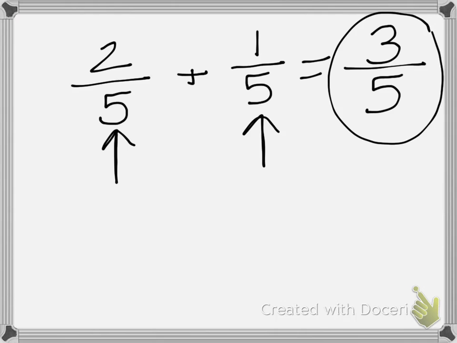Now we can only do this if the denominator is the same, because that means that these pieces are both cut up into fifths, so they're the same size.